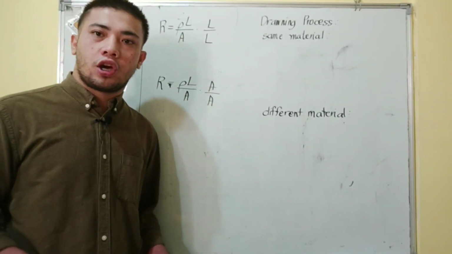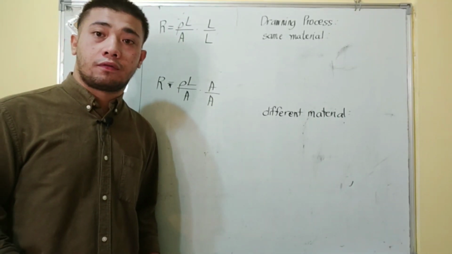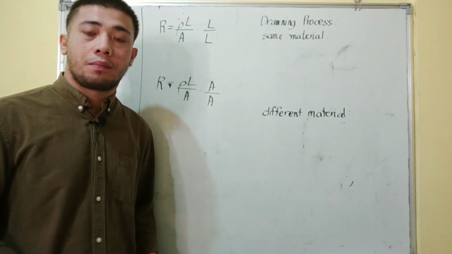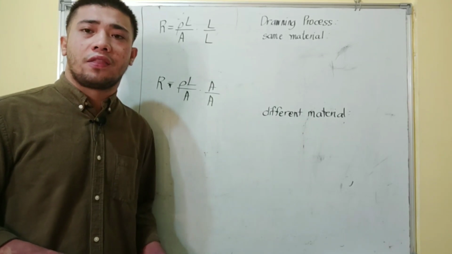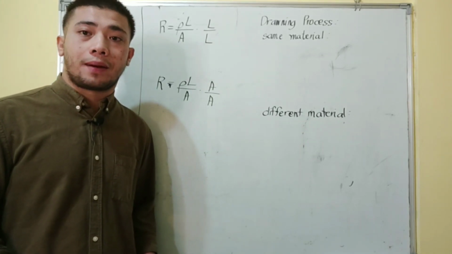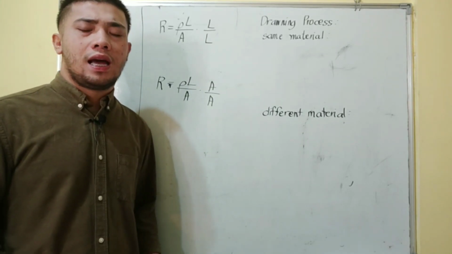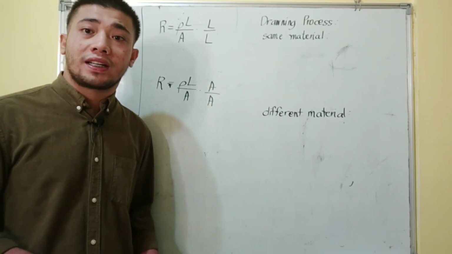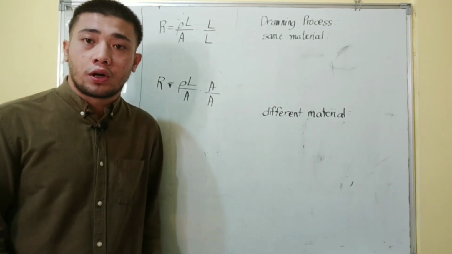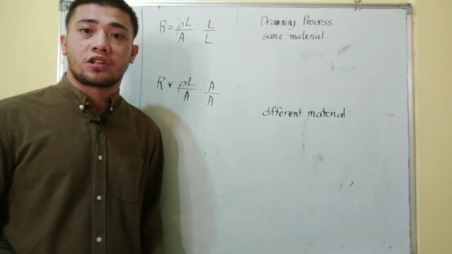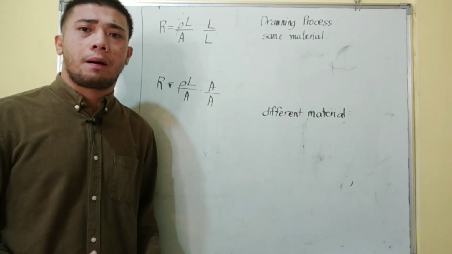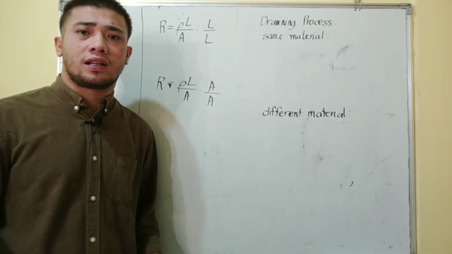Okay, another thing that you have to remember in solving for the resistance, which we have the formula R is equal to rho L over area, is when a certain conductor undergoes a drawing process. So, sino si drawing process? When we say drawing process, a certain material ay nag-undergo o dumaan sa pagbabago in terms of elongation or compression. So, ideally, may pagbabago sa kanyang length or certain area.